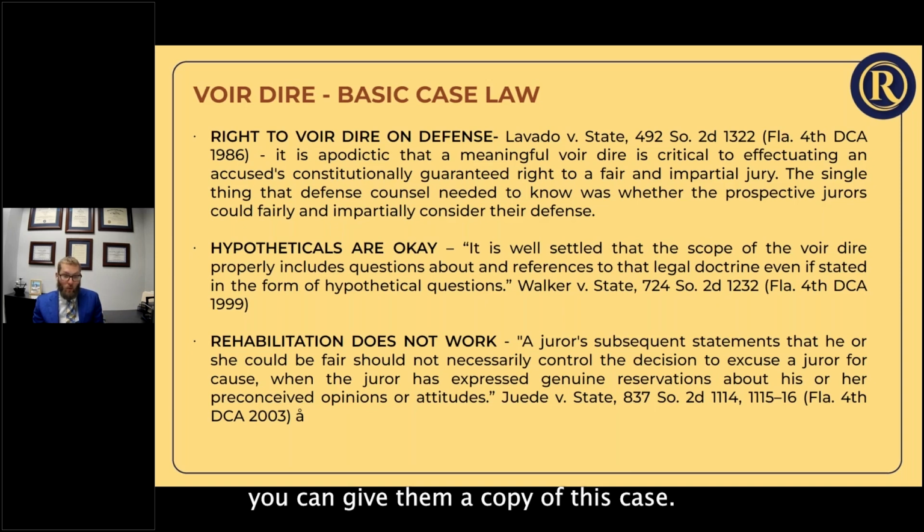And I think the most important one to have in your binder is that rehabilitation doesn't work. A juror's subsequent statement that he or she could be fair should not necessarily control the decision to excuse a juror for cause when the juror has expressed genuine reservations about his or her preconceived opinions or attitudes. Again, it's whether or not you have a reasonable belief this jury could be fair and impartial. That's what you're looking for when you're trying to strike for cause. And it's really important that if you believe you have a cause challenge, you fight and you fight and you fight to not have to use your peremptory challenge.